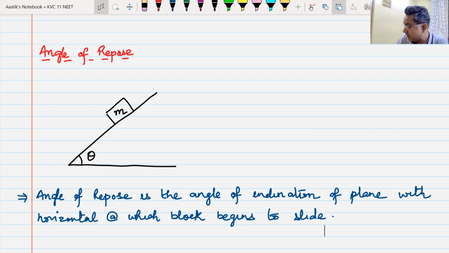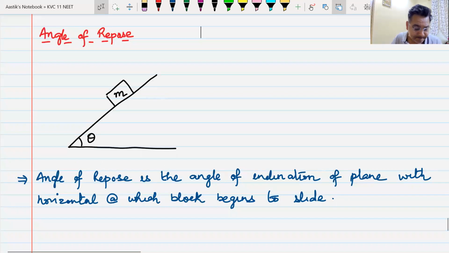I hope I made it quite clear. I had to suffer a lot of losses. My phone also broke. My floppy disk also fell, but I hope the point was made that this angle at which the block begins to slide is known as your angle of repose.